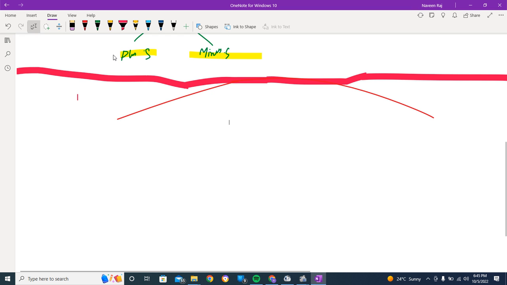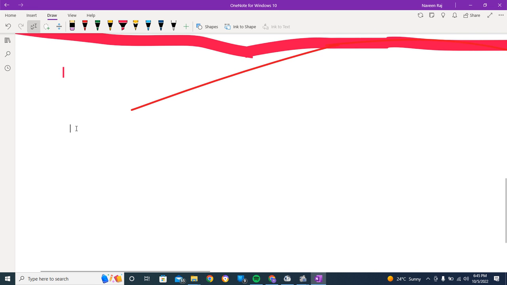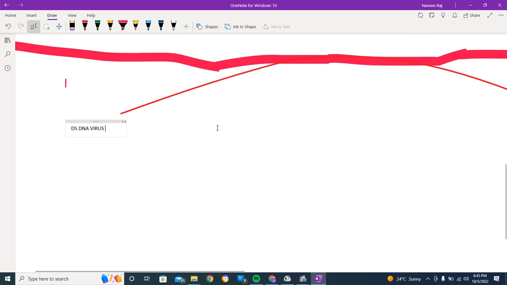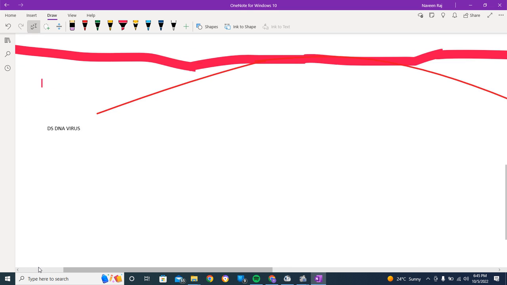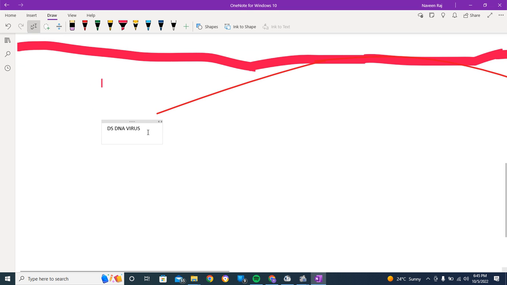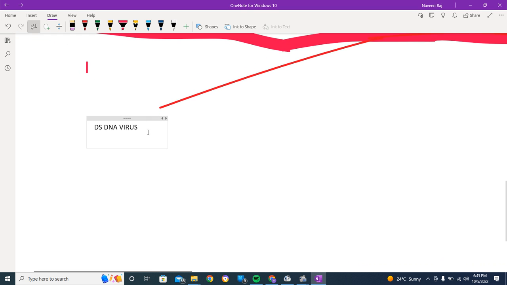We've got the double stranded, I'm just writing DS to indicate double stranded DNA virus, and on the other hand, we've got single stranded DNA virus. So what happens with the double stranded? They have double stranded DNA as the genetic material.